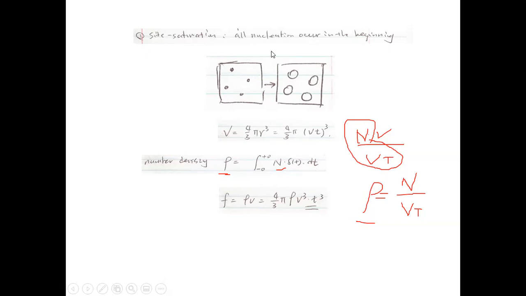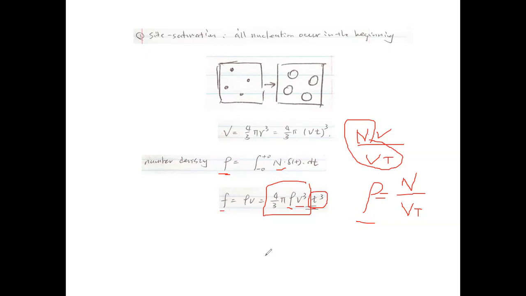So if you plug everything in, we see that f as a function of time is given by this expression. And all this part is a constant, right? So this v is a constant growth velocity, maybe depending on temperature. Rho, again, is a constant for a given temperature, and time is basically the only important parameter that governs f.